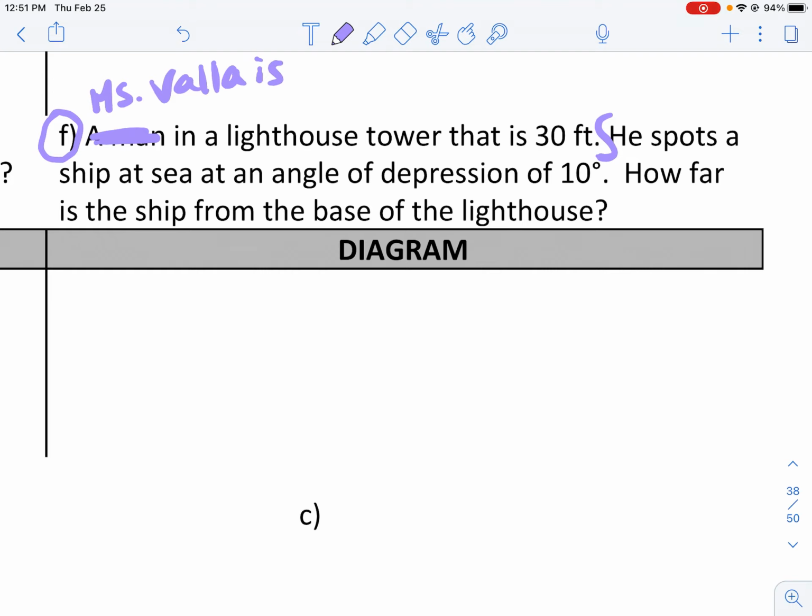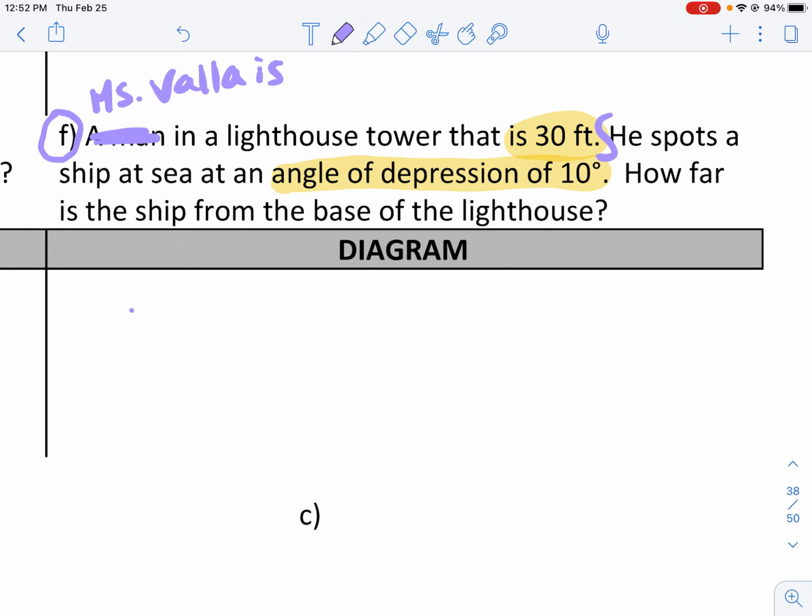Miss Falla is in a lighthouse that is 30 feet tall. She spots a ship at sea at the angle of depression of 10 degrees. Oh boy, depression, what? How far is the ship from the base of the lighthouse?